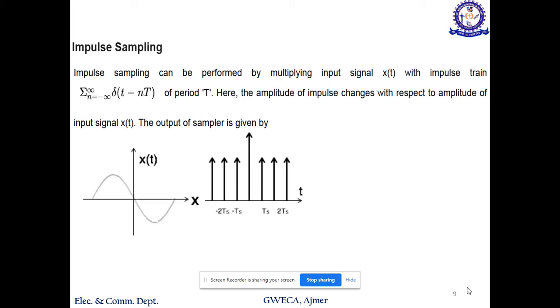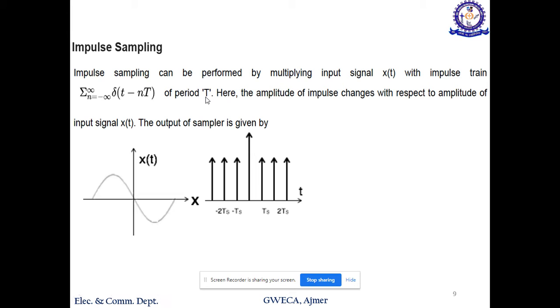Impulse train means this delta is valid for particular time intervals: Ts, 2Ts, 3Ts. The train is given by the summation over n from minus infinity to plus infinity of delta(t minus nTs), where Ts is the interval.